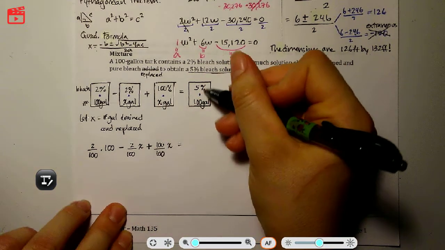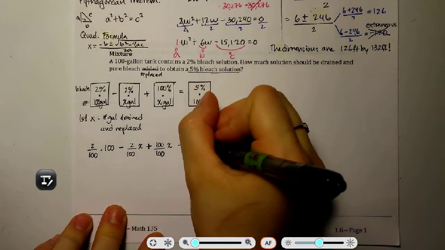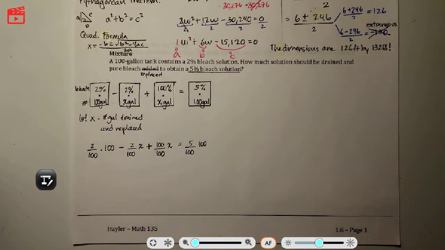equals, and go ahead and try write that one down by yourself. See what you get. Okay, so that should be 5 over 100 times 100. And there's our equation. Now let's solve this.